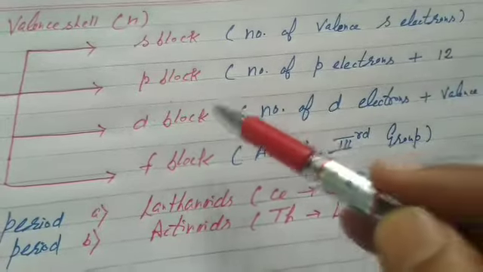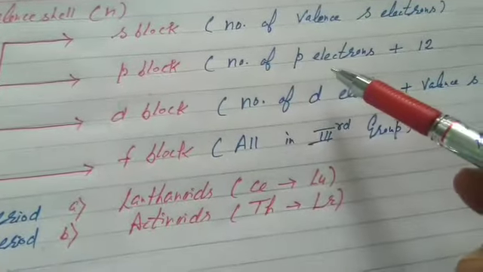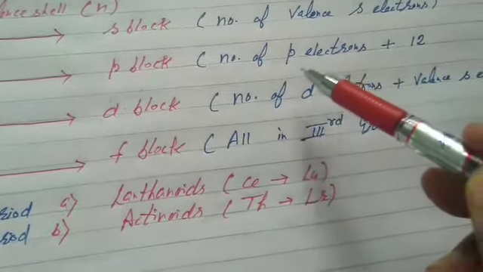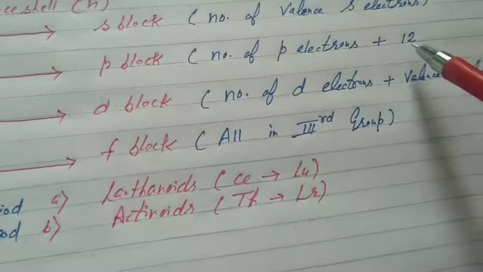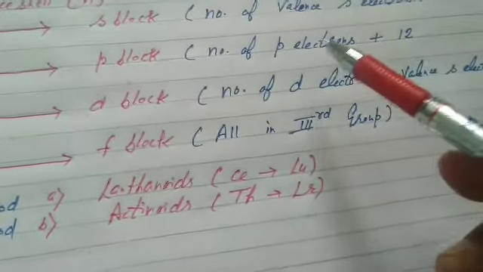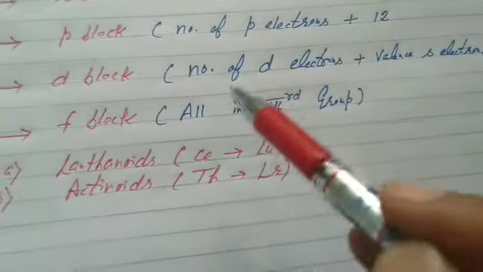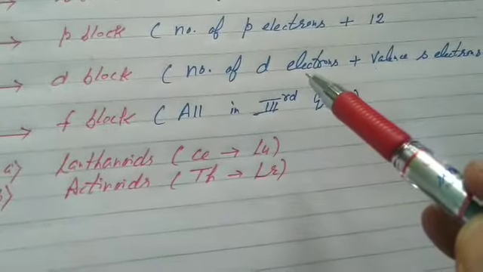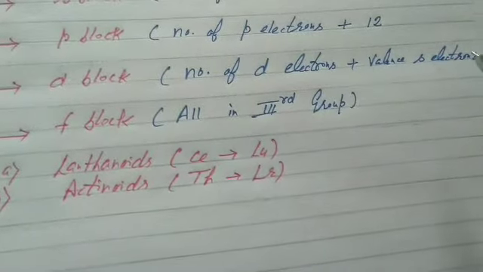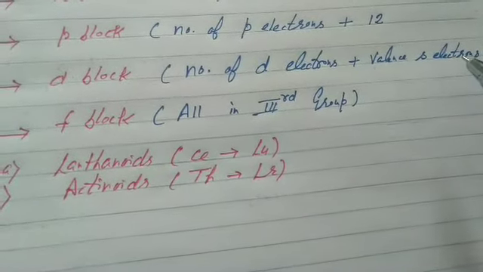Please write: for P block, the number of P electrons, that is the number of valence P electrons, plus 12. It is P block. How many P electrons does it possess? Plus add 12. For D block, the number of D electrons plus valence S electrons gives its group.